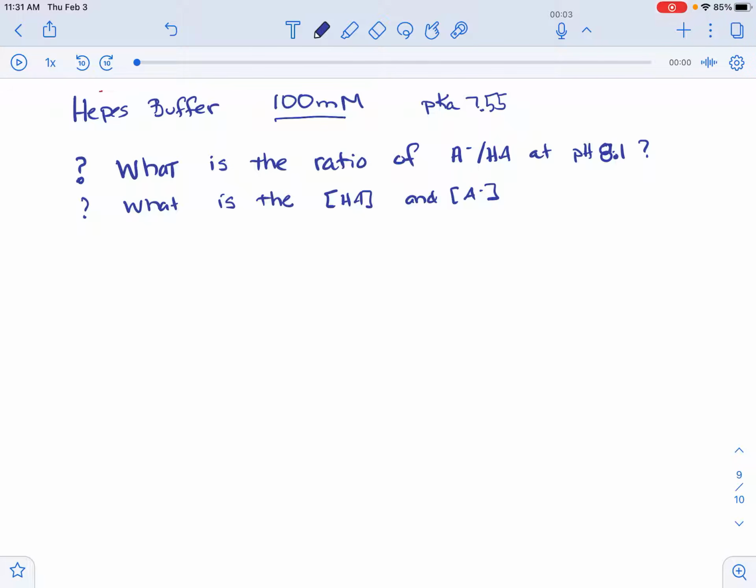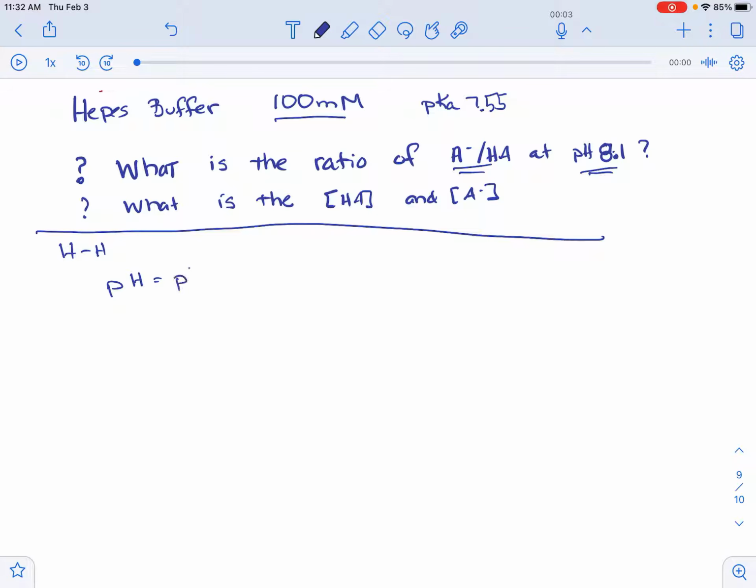And so this is going in the opposite direction that you might be used to in terms of the algebra, so I just want to do an example with it. First of all, the pH 8.1 is higher than the pKa of 7.55. That means that there's going to be more A minus than HA. And so because A minus is bigger than HA, we expect that ratio to be bigger than 1. We will use the Henderson-Hasselbalch equation to solve for this.